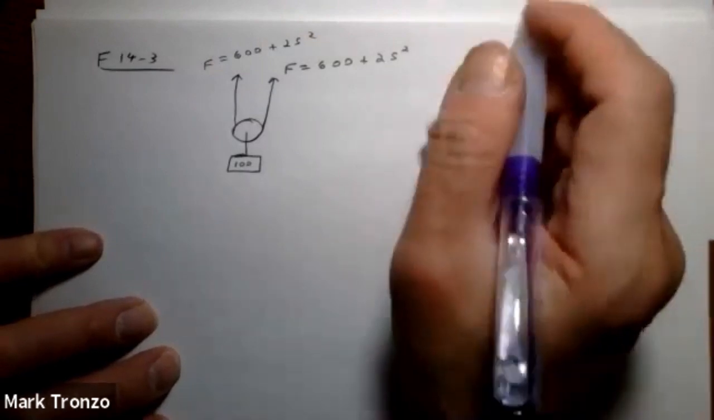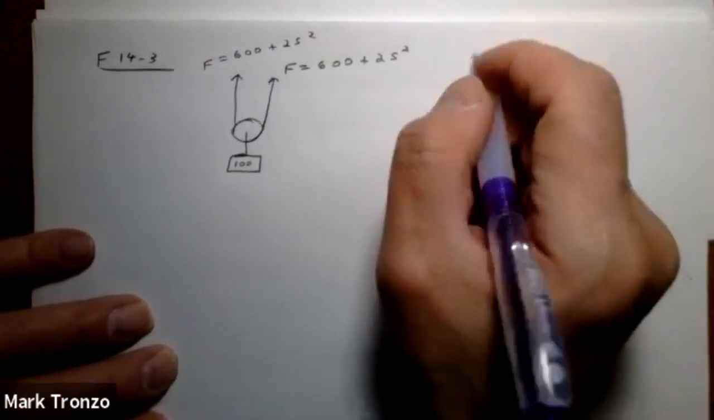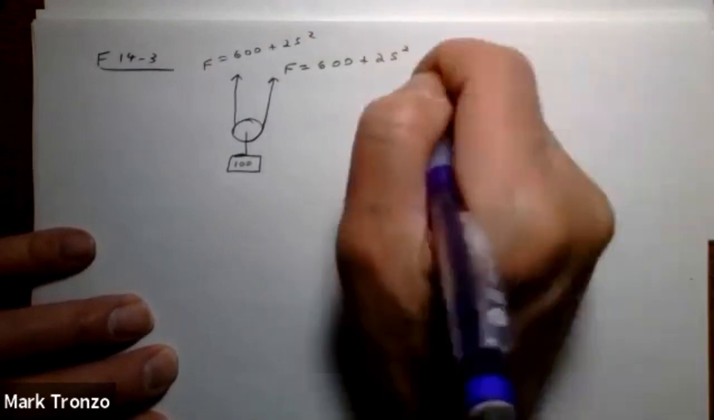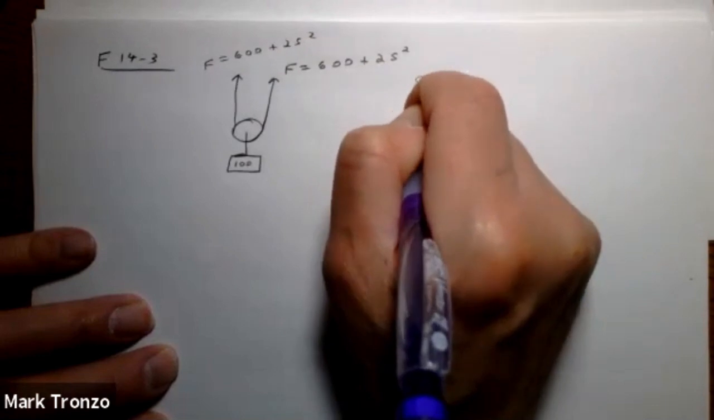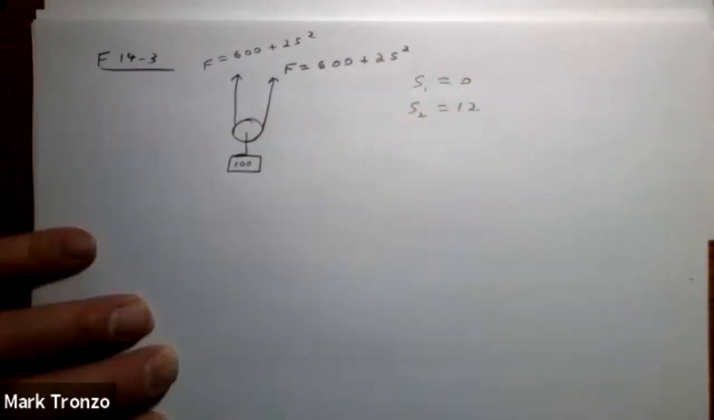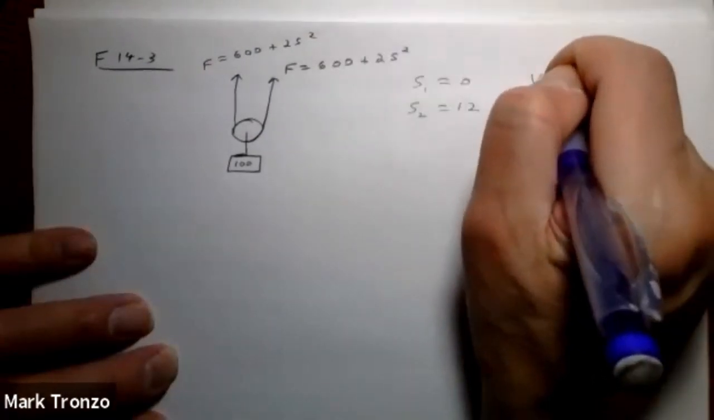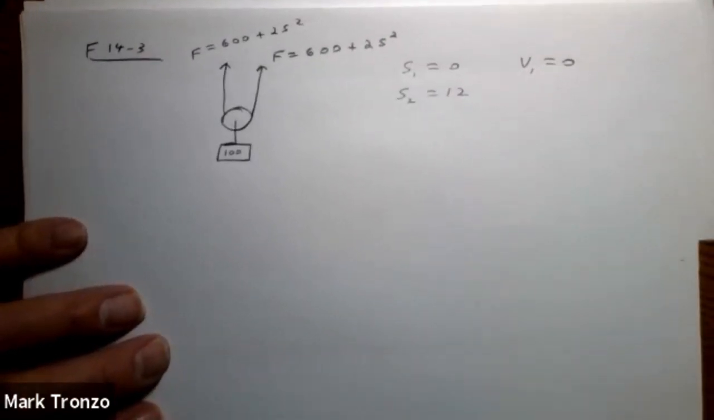And it's going to rise 15 meters. So you can call S1 0, and S2 is going to be, call it 12. And it's initially at rest, so you can call V1 0. So we know all those things.